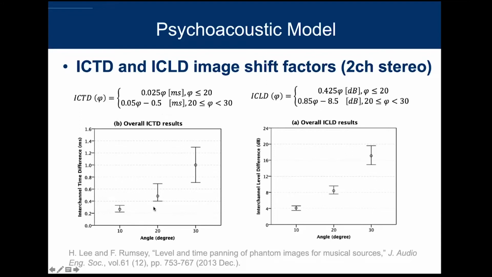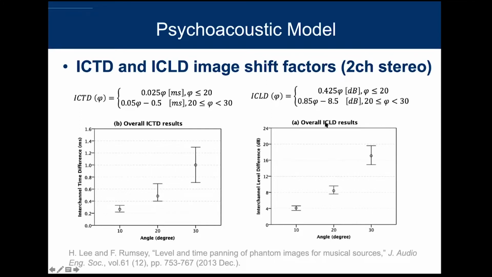So it's a region-based shift factor, as opposed to previous models that used some complex regression, nonlinear relationship. I basically make this simple shift factor up to 20 degrees, and from 20 to 30 degrees you can just make it doubled.